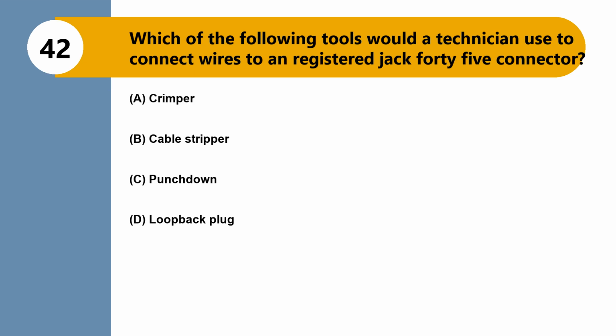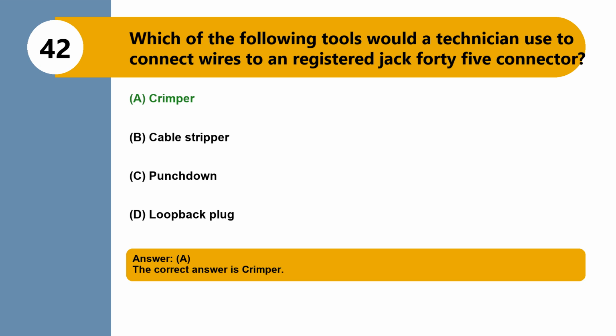Question 42. Which of the following tools would a technician use to connect wires to a registered Jack 45 connector? Option A, crimper. Option B, cable stripper. Option C, punch down. Option D, loopback plug. The correct answer is option A, crimper.